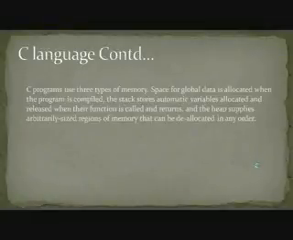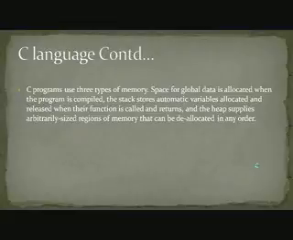C programs use three types of memory: space for globals allocated when the program is compiled, the stack, which stores variables allocated and released when their function is called and returns, and the heap, which supplies arbitrarily sized regions of memory that can be deallocated in any order.